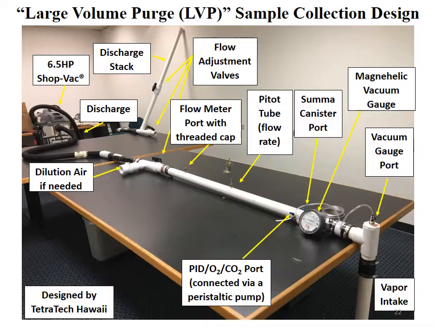So you turn on the shop vac, it purges vapors from under the slab through the sampling train and then out this discharge stack. And along the purge line, they've installed ports for a vacuum gauge to monitor the vacuum on the sampling point. Also install ports for Summa canisters and several types of flow meters so we can monitor the flow during the purge. Also ports installed to connect PID meters to monitor O2, CO2, and other VOCs during the purge. And they also installed various valves along the way to dilute air during the purge if needed or adjust the discharge. This is all discussed in more detail in the report that we published for this study.